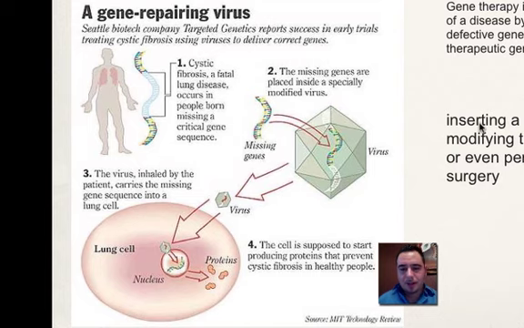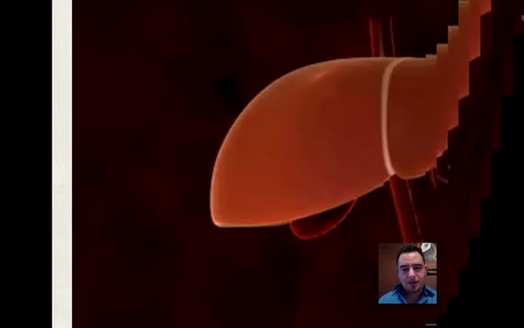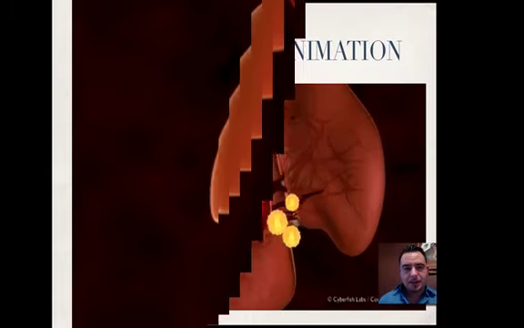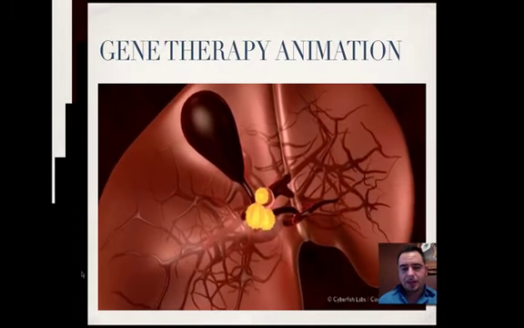So there's three ways to do this. You can insert a corrected gene, so the fixed version. You can also, with gene therapy, go in there and fix a defective gene, or actually go in there and fix the bases, which we call genetic surgery. So here's a good animation of this process of gene therapy. Take a look at this here.